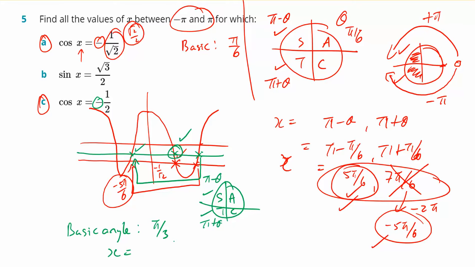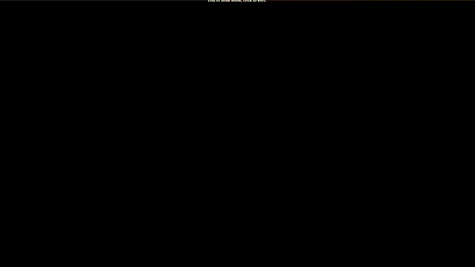Okay, so pi minus theta would be pi minus pi on 3, which is 2 pi on 3, and pi plus pi on 3, which is 4 pi on 3. Now, obviously 4 pi on 3 is a bit over, so I'm going to have to subtract 2 pi from this to get the solution which is within our domain. So that's 6 pi on 3, so 4 pi on 3 minus 6 pi on 3 gives minus 2 pi on 3. So that's my solution. That's not, because that's outside my domain.